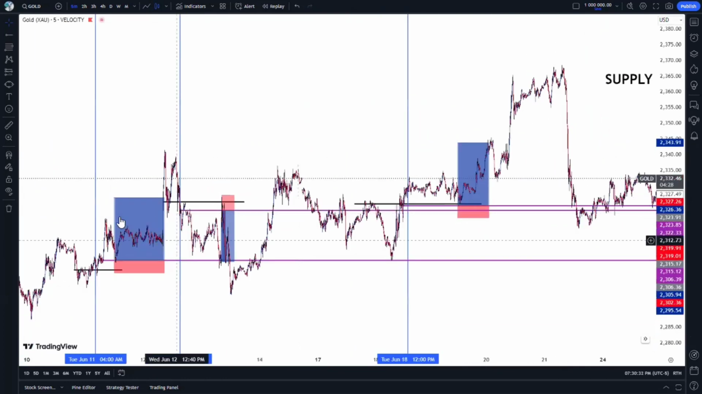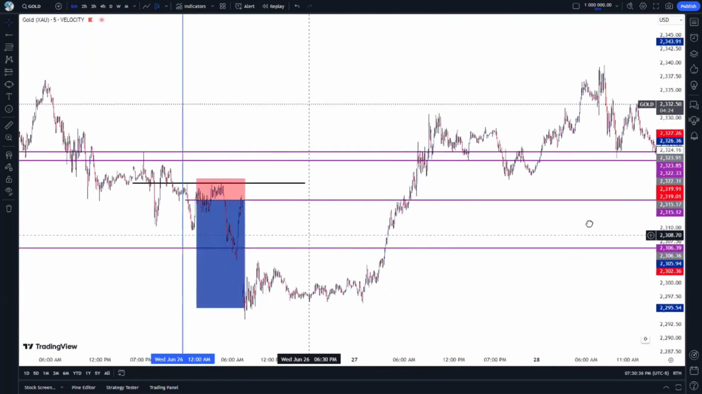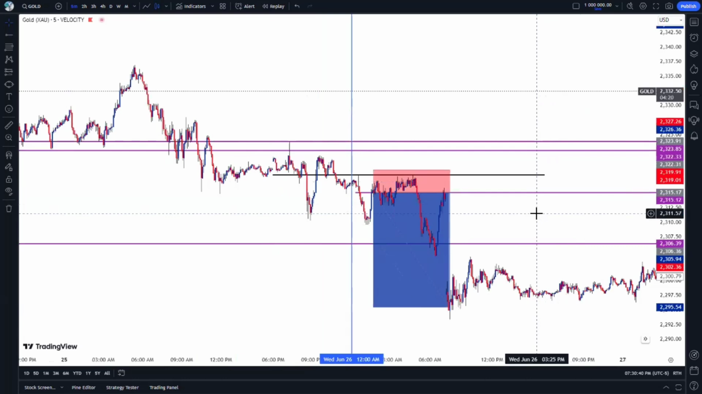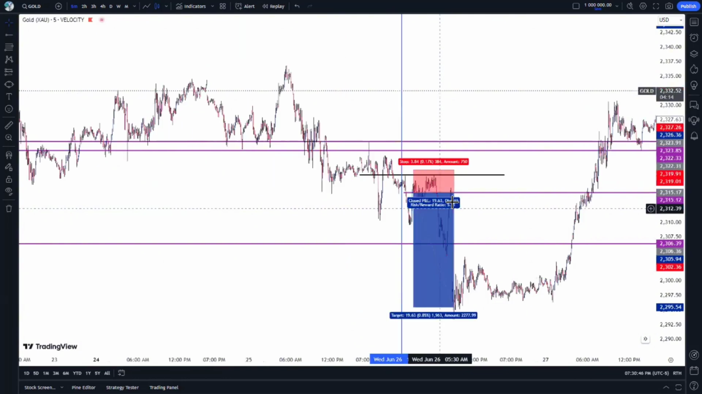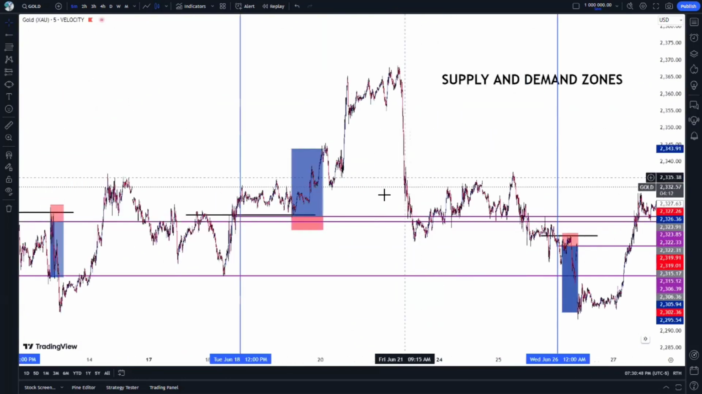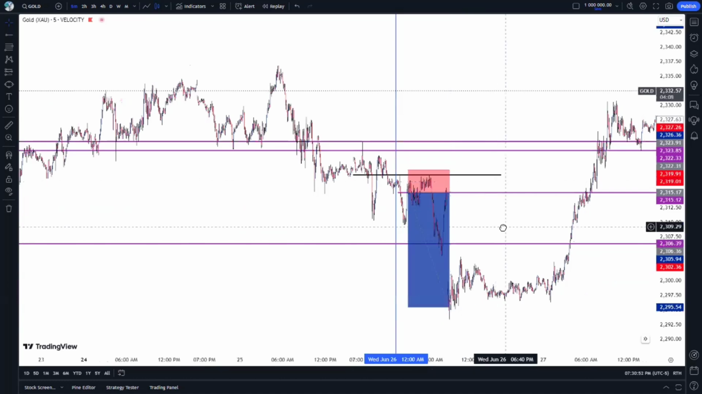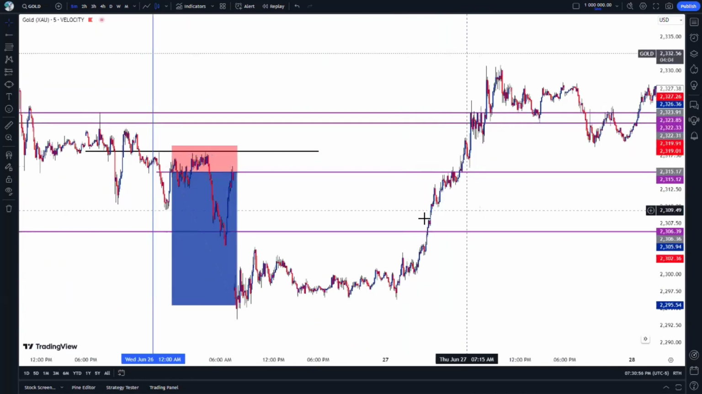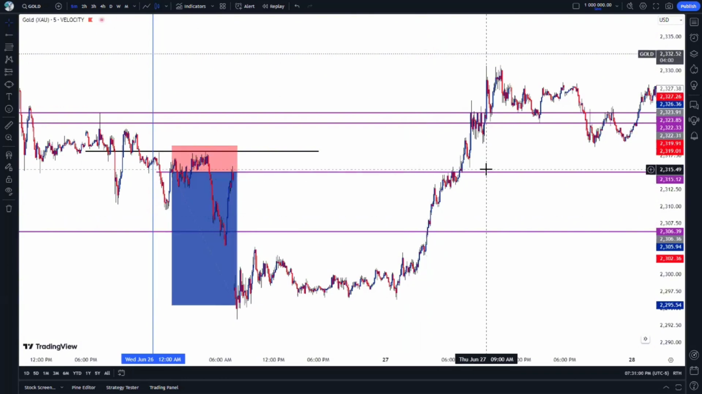So you see that I showed you 2 examples, 2 supply zones and 2 demand zones. And that is how I look for them. And you see how accurate they were. So you know that these areas work in the market. So I hope you guys understood. I hope you guys take notes. I hope you guys rewatch it, because this is super important, very, very important.